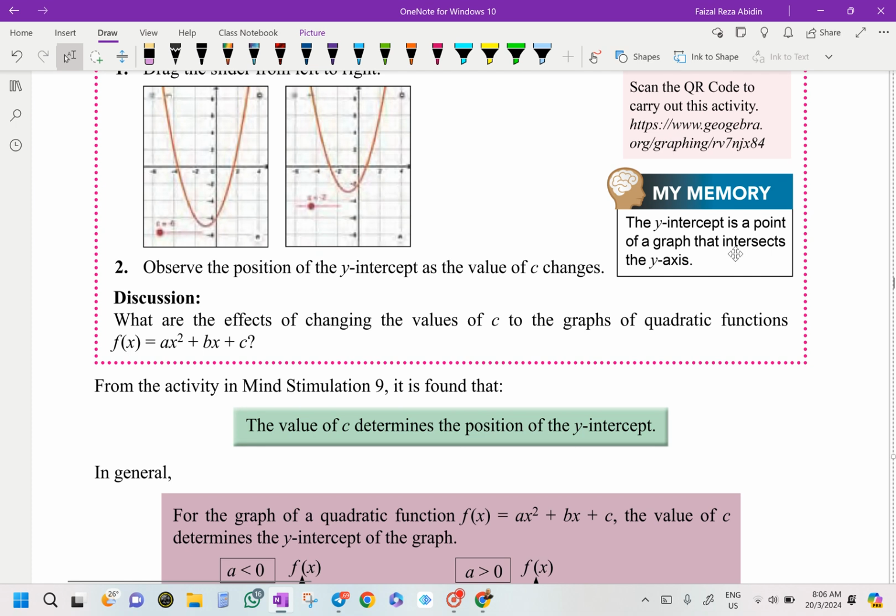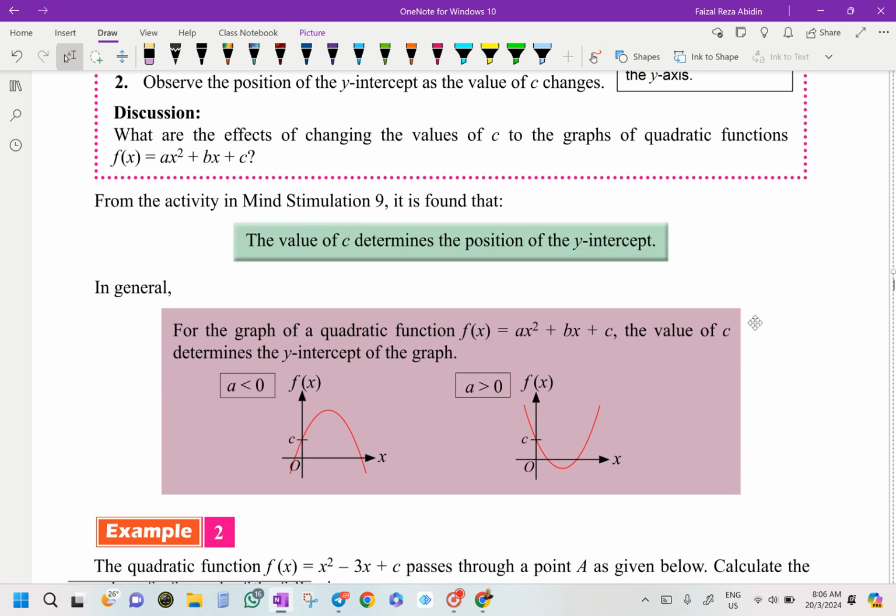The y-intercept is a point of the graph that intersects the y-axis. Itu kita ingat balik memory. Okay, so if you look over there, the value of C determines the position of the y-intercept. So when the value of C, okay, it's going to be positive, so dia akan pergi pada paksi-y di atas, kan?